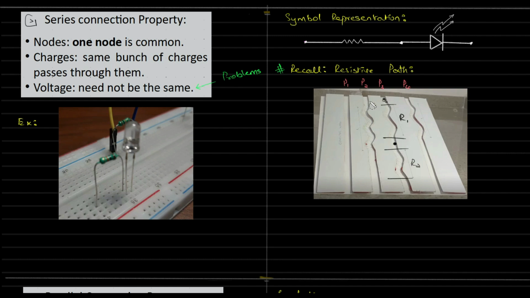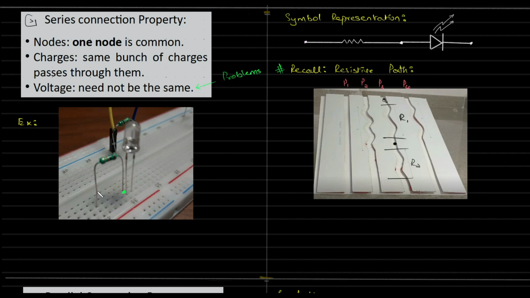So in terms of voltage, okay, we'll discuss this again later. So I have an example over here, a practical example, a physical example, wherein the components are connected in series. So we have the terminal from the resistor connected to the terminal from the LED. So they have one single node.